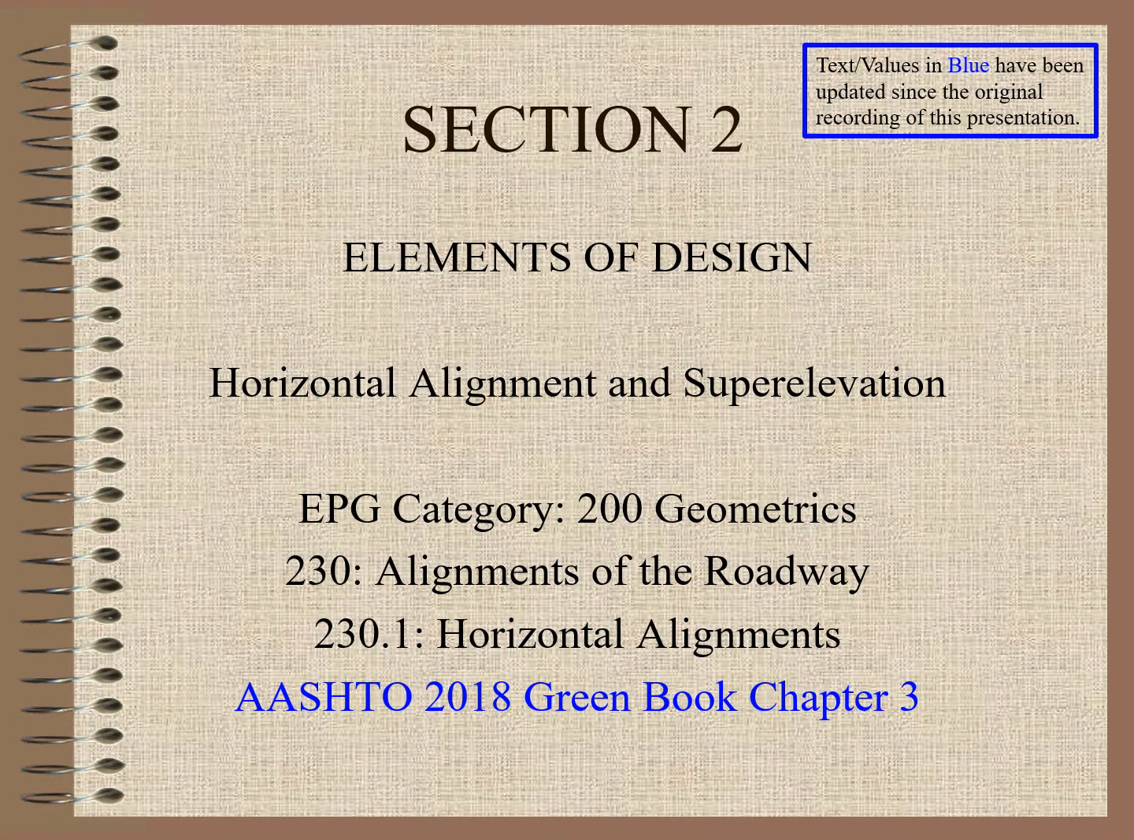Section 2 covers elements of design. You can find elements of design for horizontal and superelevation in the Engineering Policy Guide, Category 200, Geometrics. 230 is alignments of the roadway, and 230.1 specifically horizontal alignments. More information on elements of design can be found in the AASHTO Green Book Chapter 3.